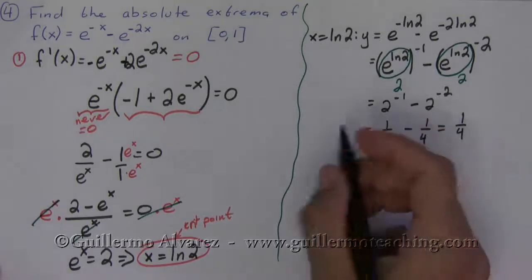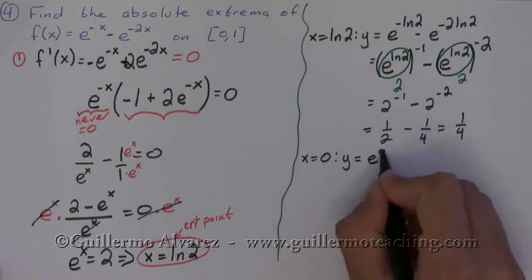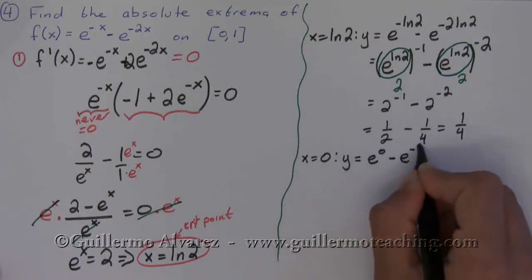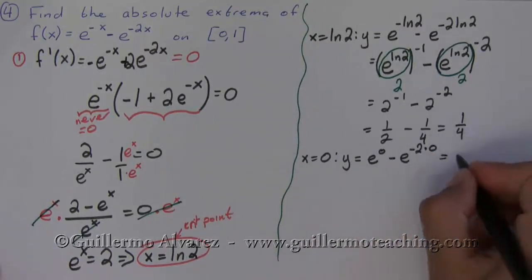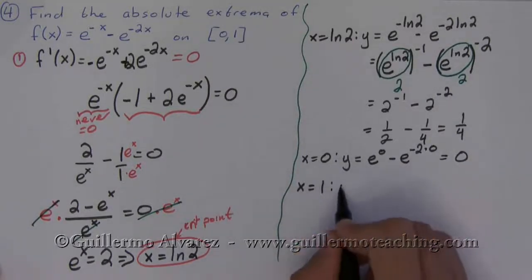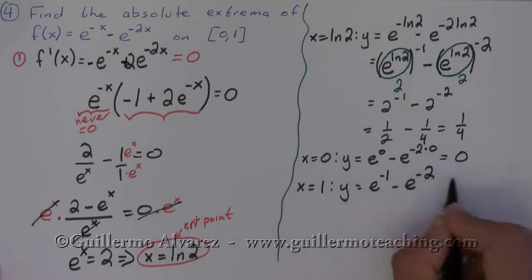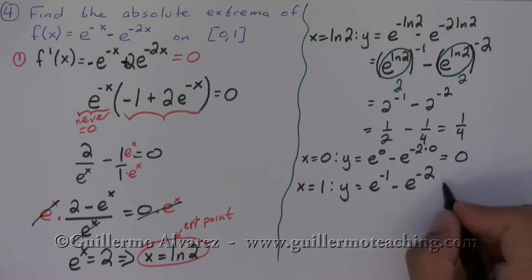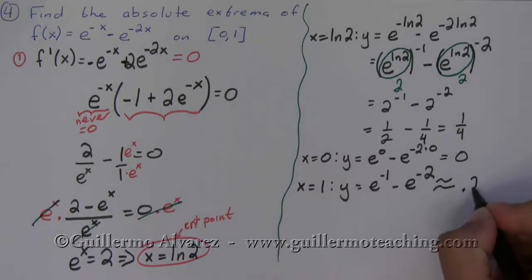Okay, so now let's plug in the other ones. So if I plug in 0, y is going to equal e to the 0 minus e to the minus 2 times 0. Well, e to the 0 is 1, so this is just 1 minus 1, or 0. When x is equal to 1, y is equal to e to the negative 1 minus e to the negative 2. And this one we can approximate using the calculator, and we would get approximately 0.23.